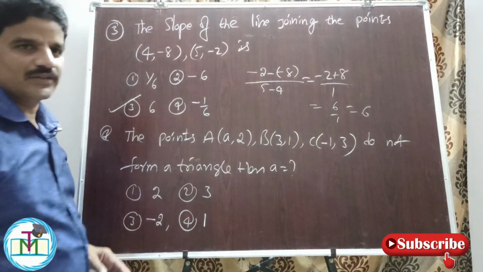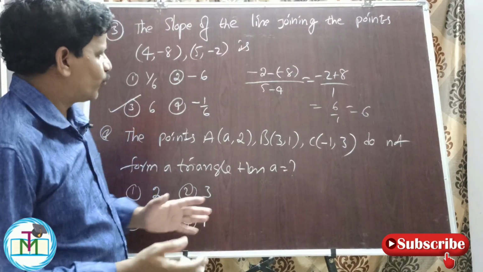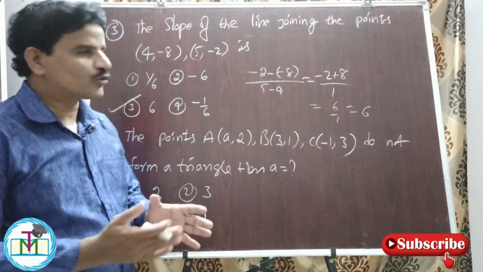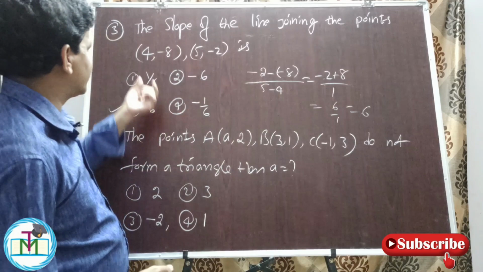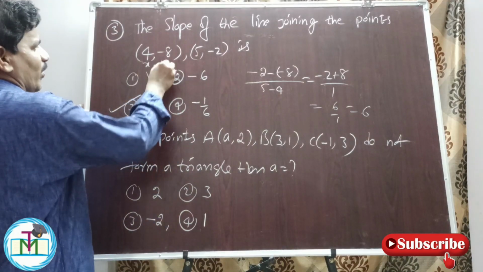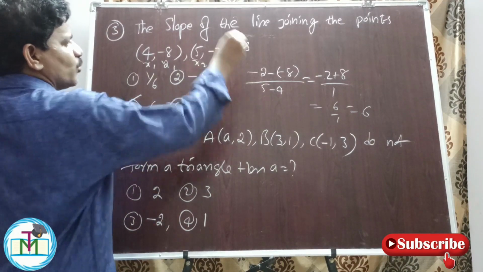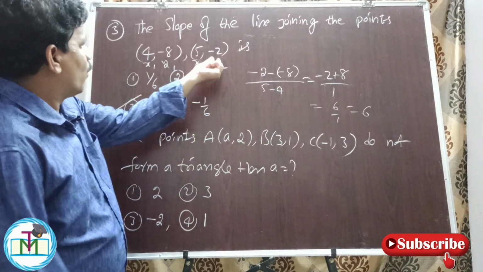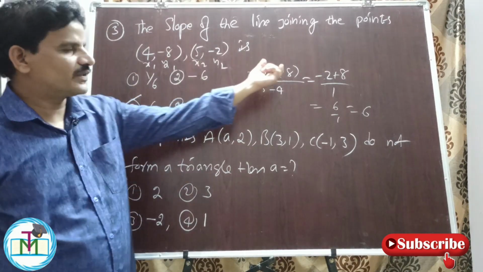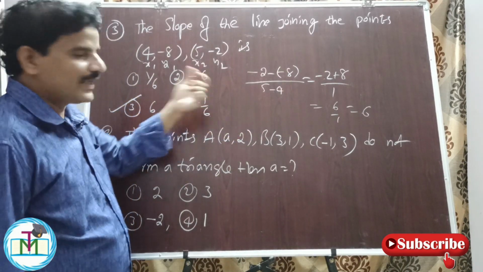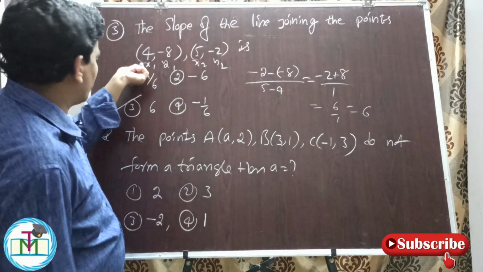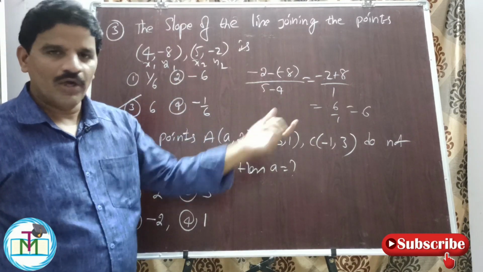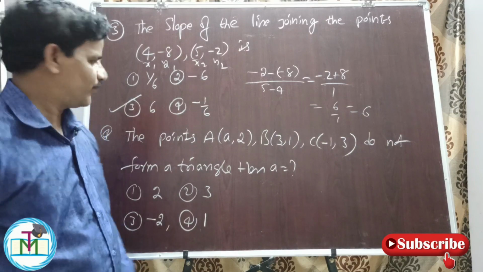Option 3 is the right answer. So whenever 2 points are given and you are asked to find the slope of the line joining them, treat the first as x1 y1 and the second point as x2 y2. Our formula is y2 minus y1, the difference of y coordinates, by the difference of x coordinates, x2 minus x1. Substitute the values, you will get the answer very quickly.